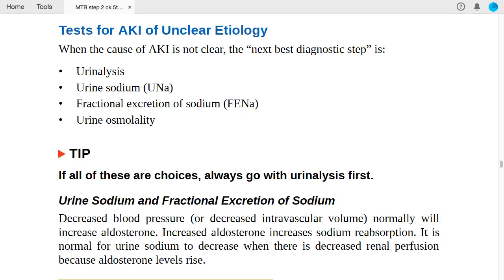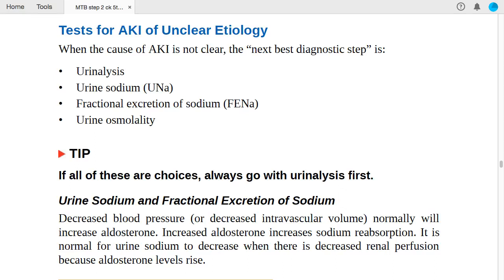So the tip for us is, in all of these choices, always go with the urinalysis first. Of course, first come first. So urinalysis, urine sodium, fractional excretion of sodium and urine osmolality. In all of these four, urinalysis is considered to be the first one. Now, urine sodium and fractional excretion of sodium, what do we mean by this?